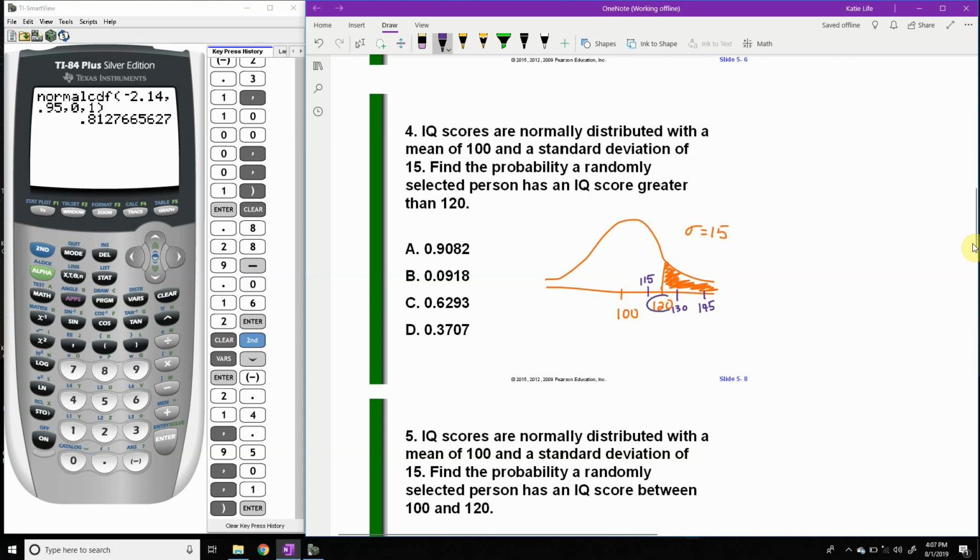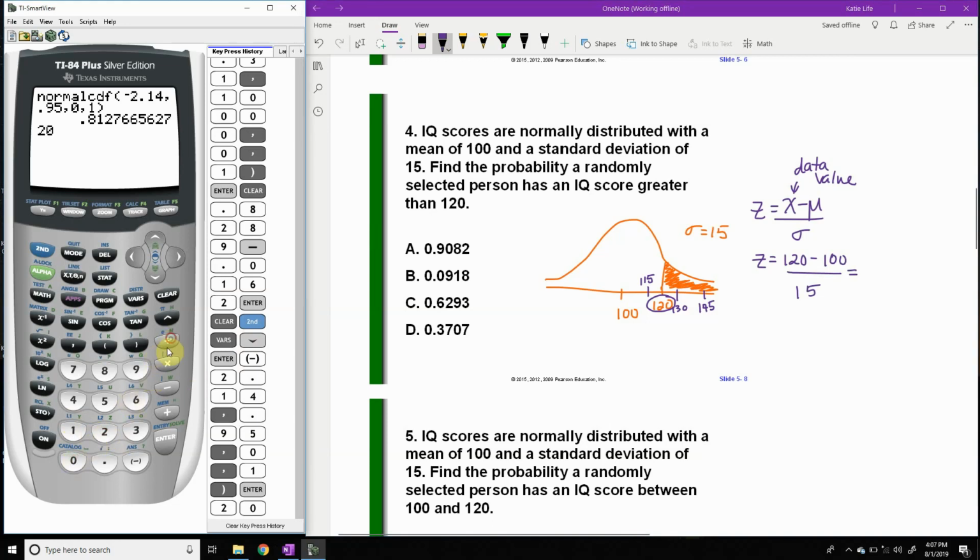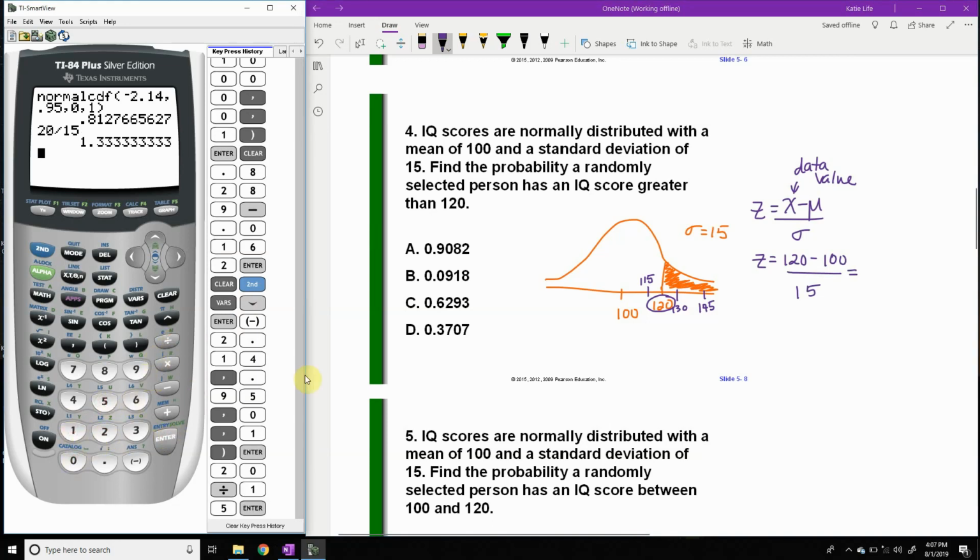So the only thing I can do is standardize this score using my z-score formula. X minus the mean, so the data value, minus the mean divided by the standard deviation. So in this case, the standardized IQ score of 120 will be found with this formula. So 120 minus 100, well, that's going to be 20 divided by 15. The standardized score is approximately 1.33.